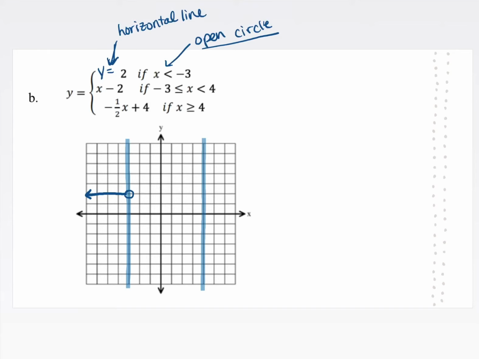Then we can move on. So in between -3 is less than or equal to x, which is less than 4, we have x minus 2. So this is where we have another line. Let's do this one in green. Okay, so if we have x minus 2, our y-intercept is -2.